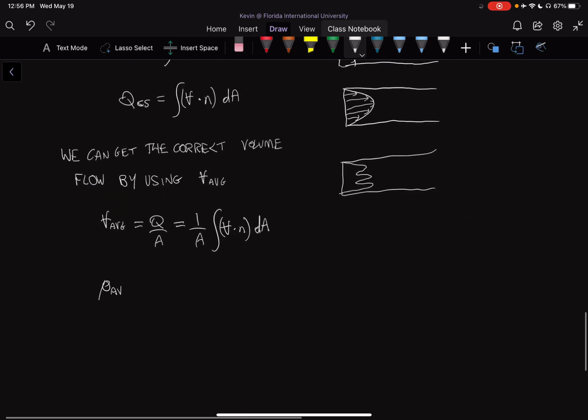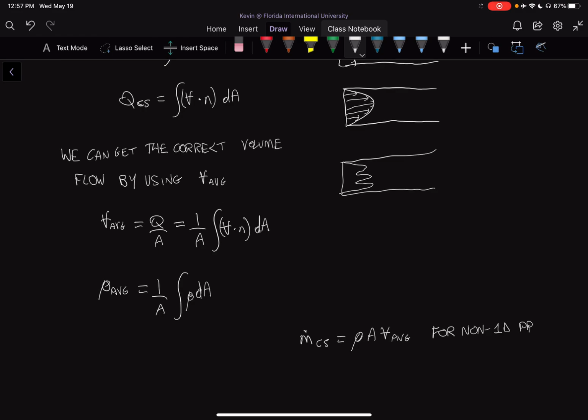In the same way, we can find the average density if it does change. If the density does change, we can find the density average by doing 1 over A times the integral of density along the surface dA. So we look at the sum of all the densities throughout dA, density at one point, density at another point along the profile, and then divide by A to get the average. And by using the average, we can say that m dot CS, for example, would be equal to rho times A times V average for non-1D problems.